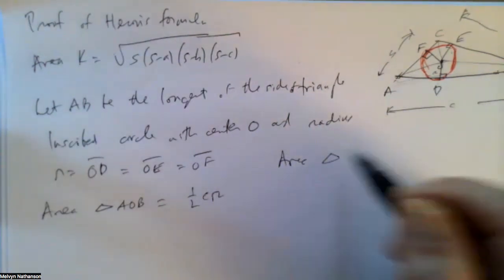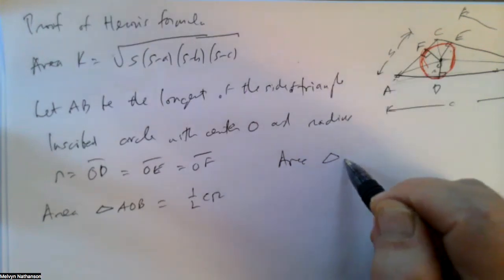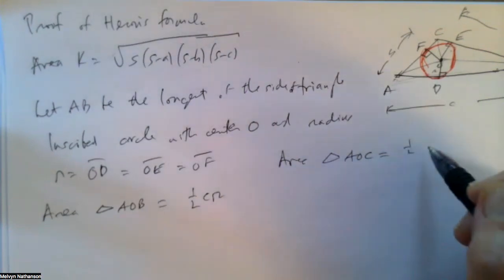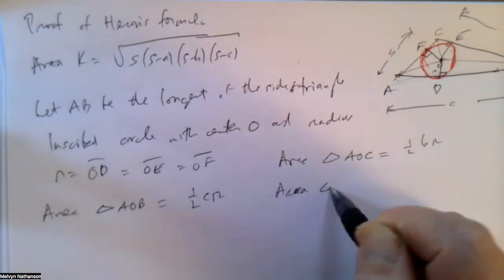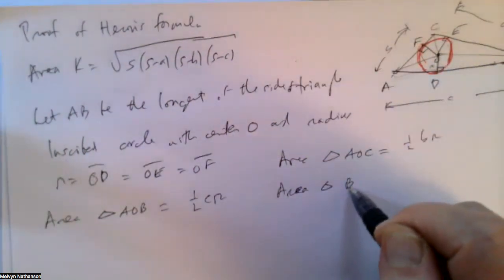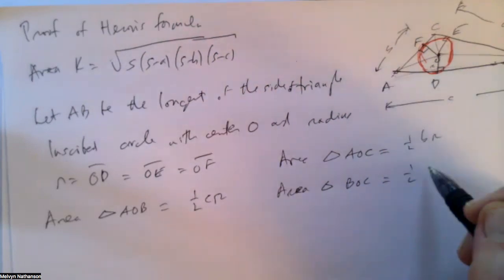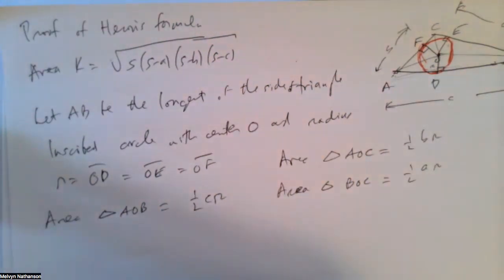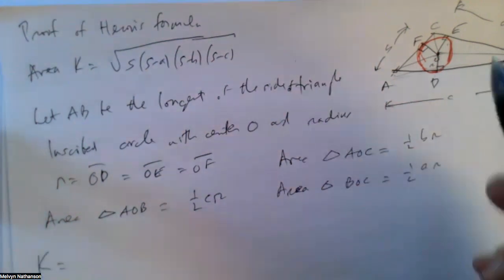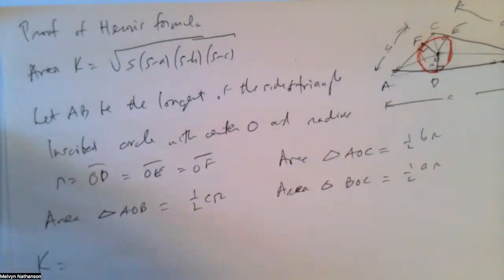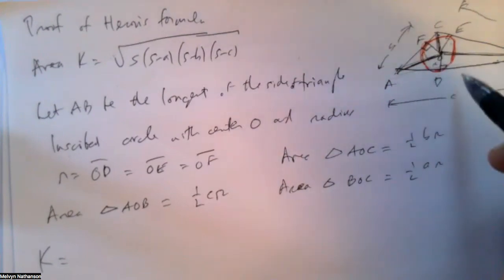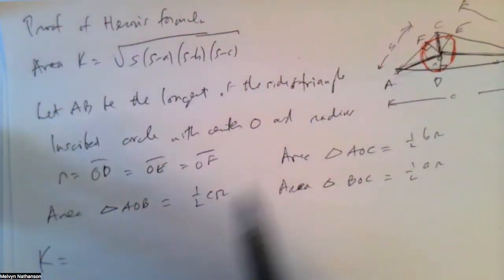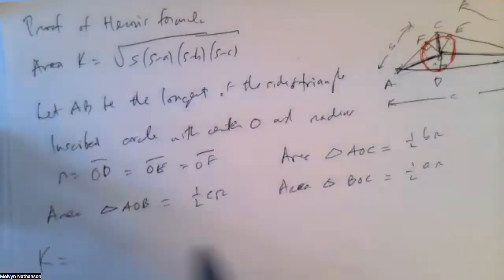The area of triangle AOC is 1/2 the base B times the height R. And the area of triangle BOC is 1/2 the base, which is A, times the height R. So if you add up these three triangles, the total area K, I've taken the big triangle and divided it up into three smaller triangles, and these are their areas. So the area of the whole triangle is the sum of the areas of the three triangles.